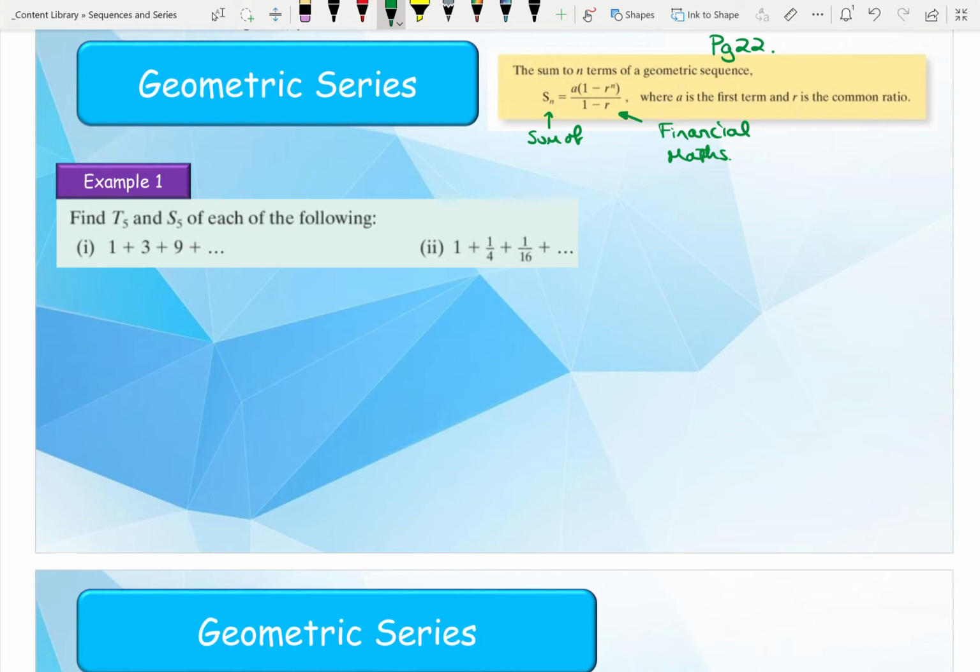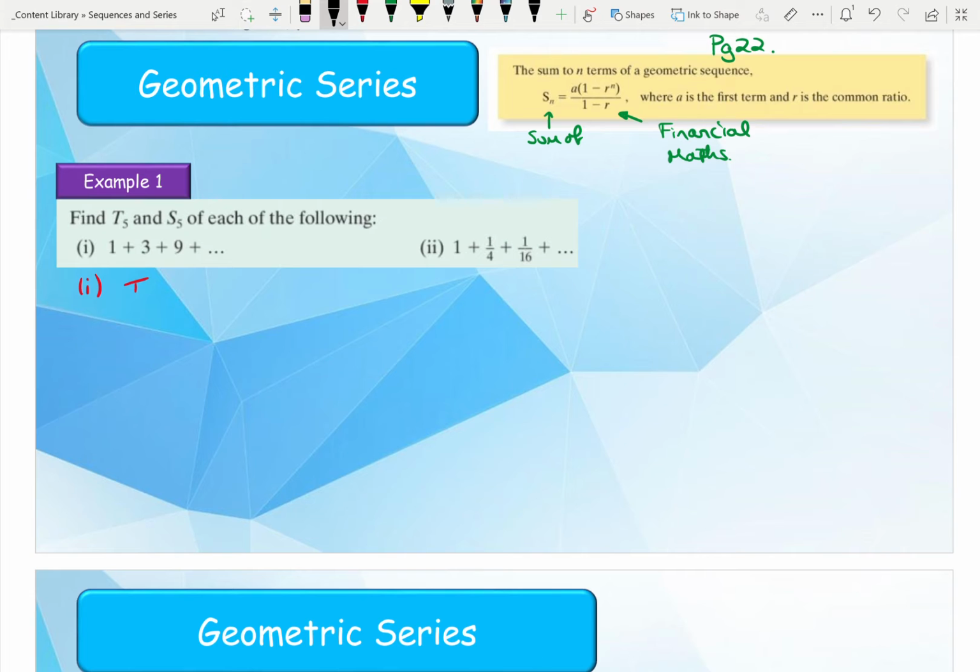Okay, so if we look at this, we're going to do example 1 here, where we're asked to find T5 and S5 of each of the following. Now in part 1, we have the sequence 1 plus 3 plus 9, but we know it's a series as there's a plus in between.